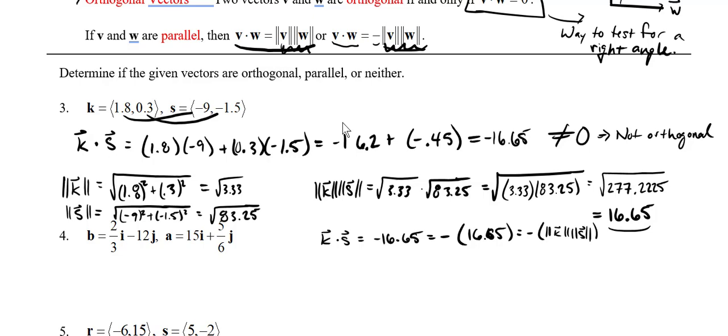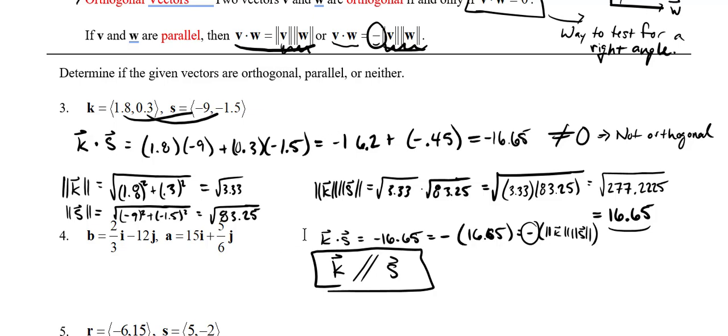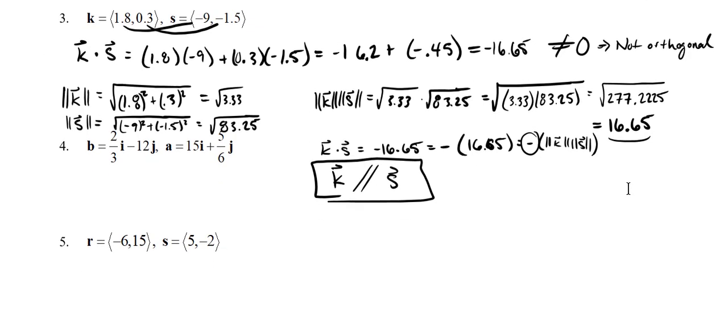Yes. So it looks like these are parallel. I would say these are anti-parallel because we have the negative out front. But yes, these are parallel as your book considers it. I would say K is parallel to S. Okay, I took quite a bit of space on that one. On the next ones, I'll go through it a little more quickly.